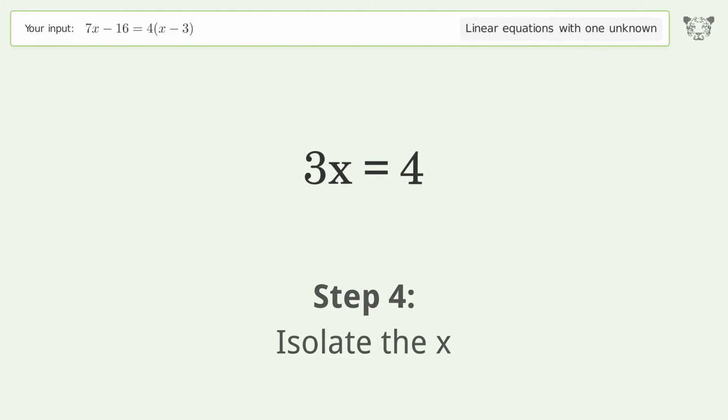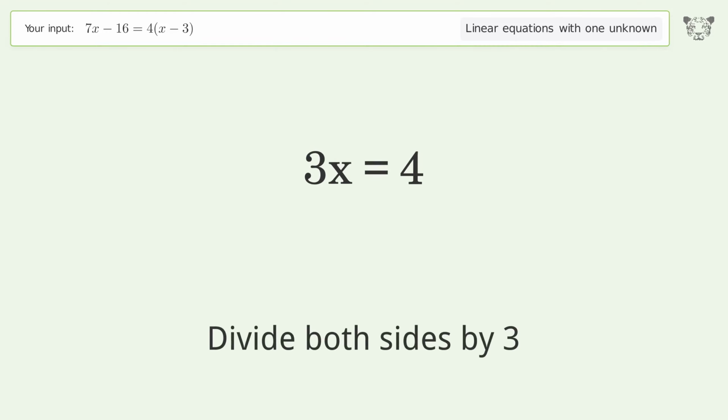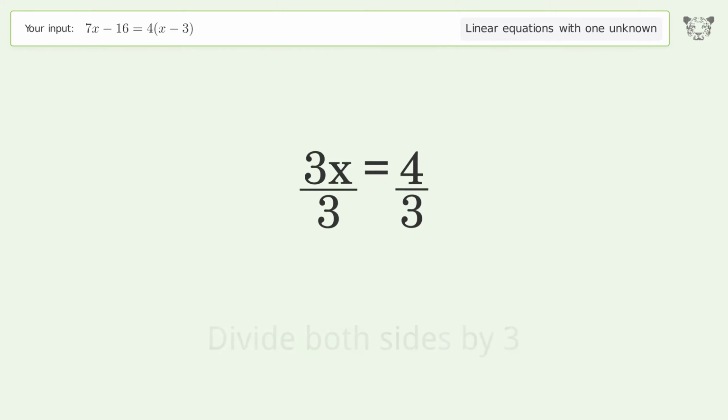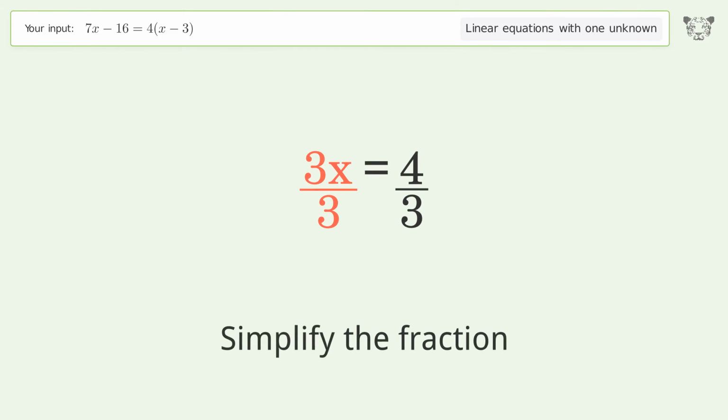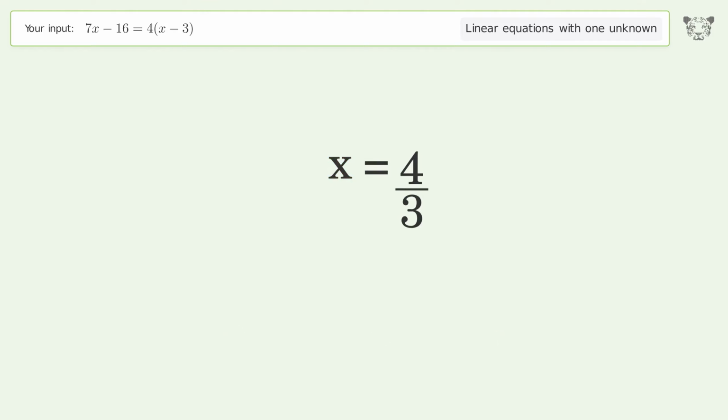Isolate the x. Divide both sides by 3. Simplify the fraction. And so the final result is x equals 4/3.